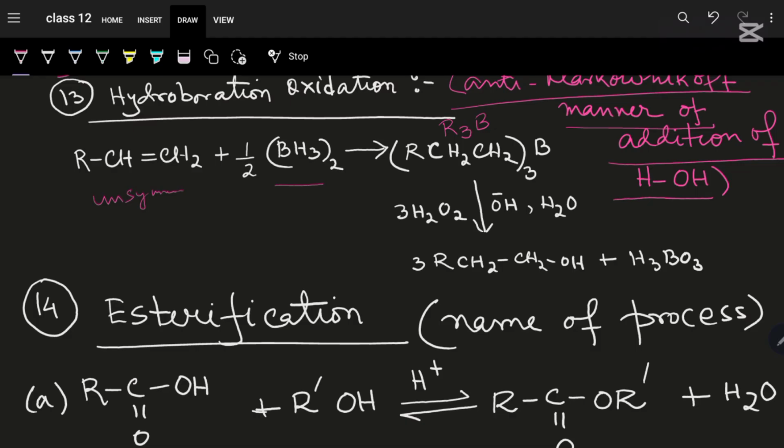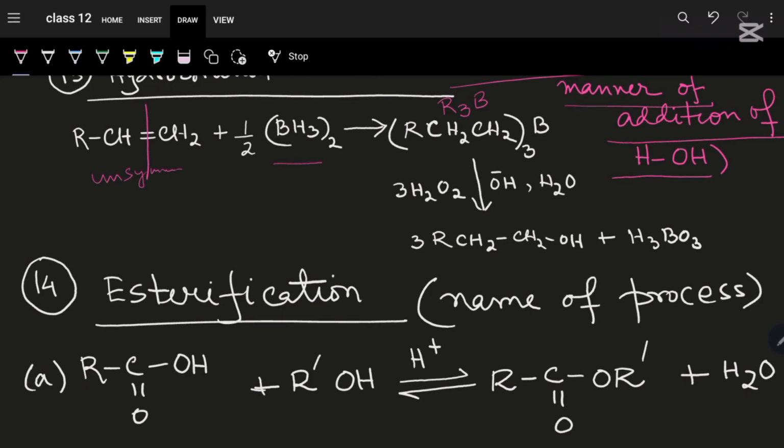Now keep in mind, it is like addition of HOH in anti-Markovnikov manner. OH is getting added to the carbon containing more number of hydrogens, H is getting added to the carbon containing less number of hydrogens, and so you get this.